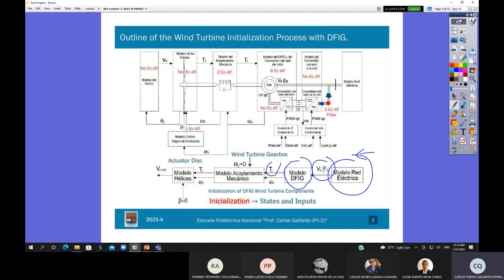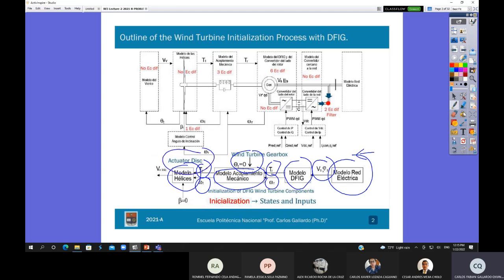Okay, and the output is the torque and the speed. Okay, the next component is the gearbox. For this case, I will have the angle equal to 0 for the initialization, and the output for the gearbox is the turbine torque and the speed torque. Okay, and finally, I will initialize the blades.